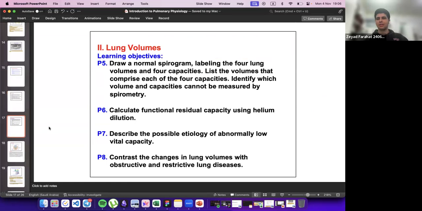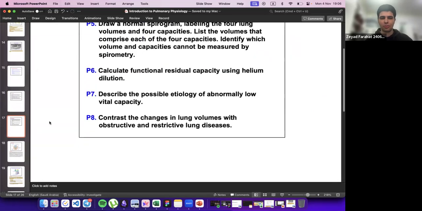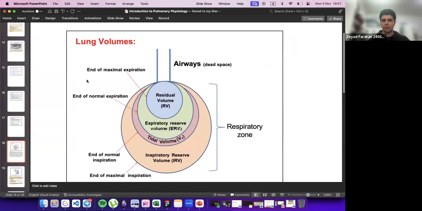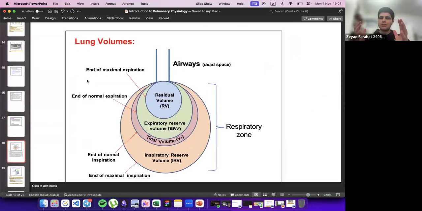I'm Zeyad Farahat, a second year medical student, and we're going to talk about lung volumes and lung mechanics 1 and 2. So, first of all, what are lung volumes? Your lung itself inside of you has a volume of its own. So it's kind of like a balloon.